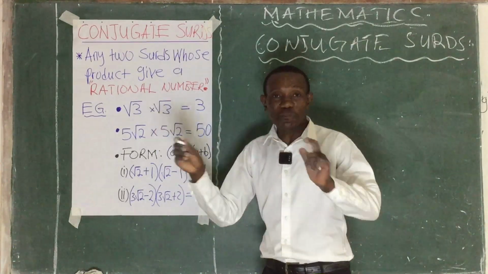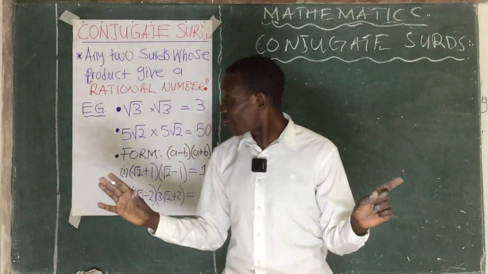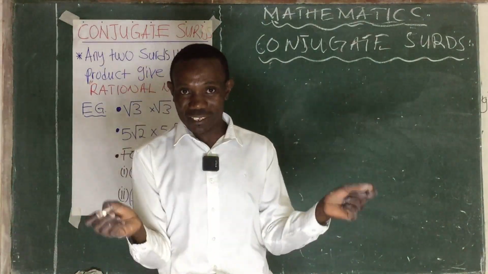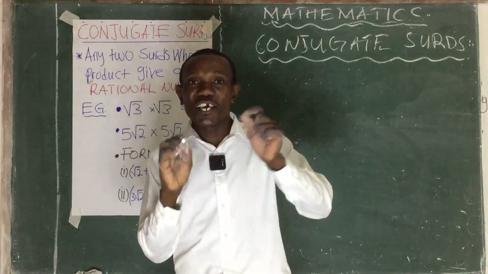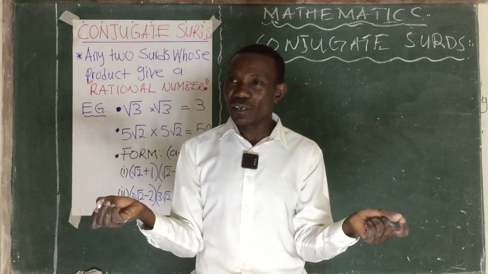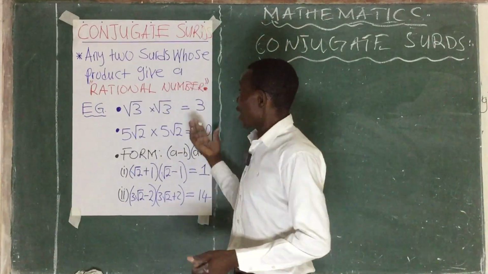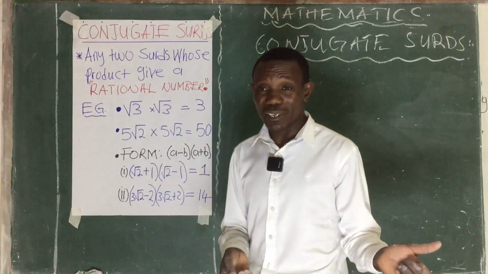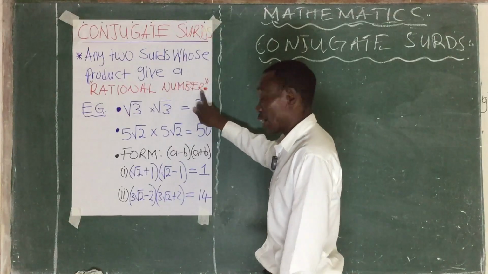Right. You know what is meant by product? Just multiplication. So if I have two surds that, when we multiply, the result, the answer, is a rational number, then those surds are called conjugates of each other. So you see the definition is clear. Conjugate surds are any two surds whose product gives a rational number.